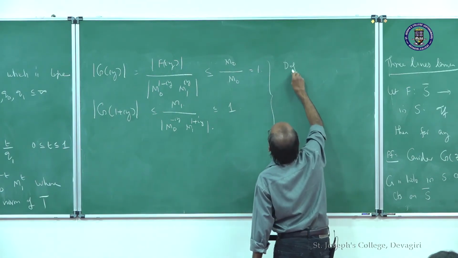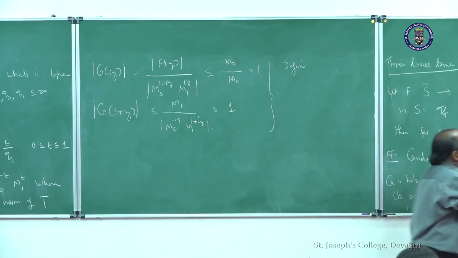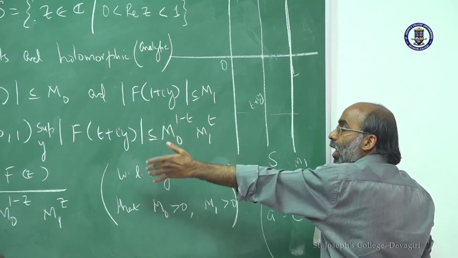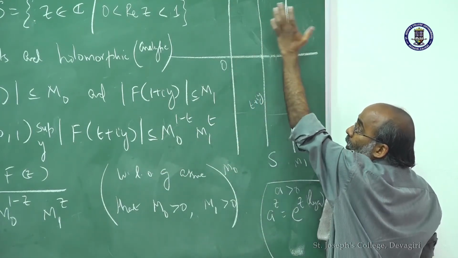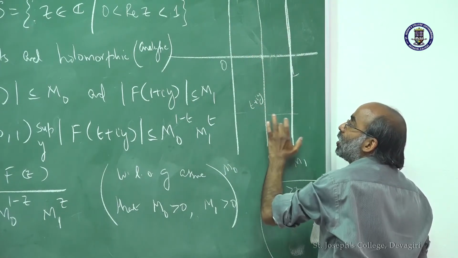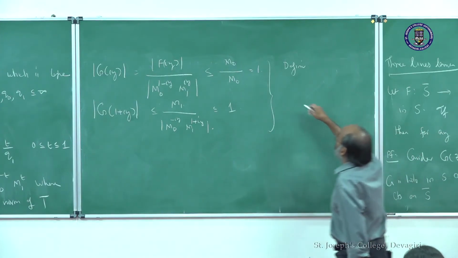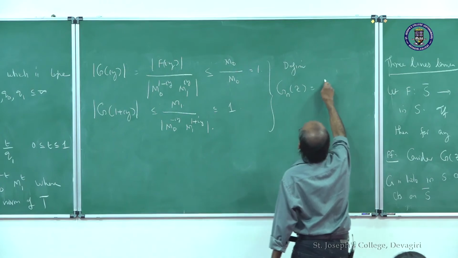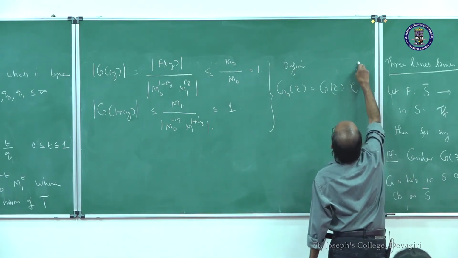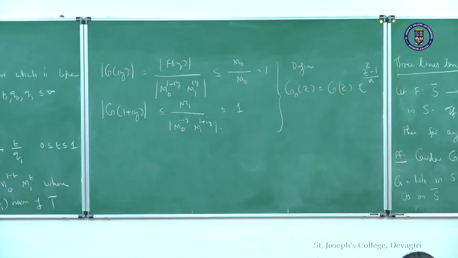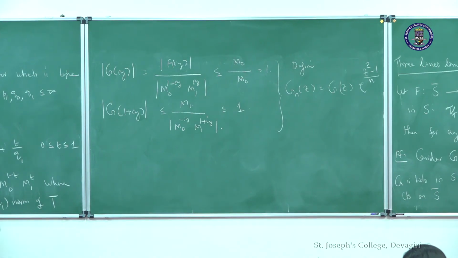Now define, well, we are going to apply maximum modulus, but we do not have a bounded domain to apply maximum modulus. So we will cut it off at some place, but then we do not know what happens outside. So what we do is we multiply g with a function which goes to 0, so that outside it becomes small and then we have a bounded domain, and we apply maximum modulus. So define g_n(z) equal to g(z) times e to the (z squared minus 1) divided by n. Let us see if that will do. Any other function will do, but we just choose one.